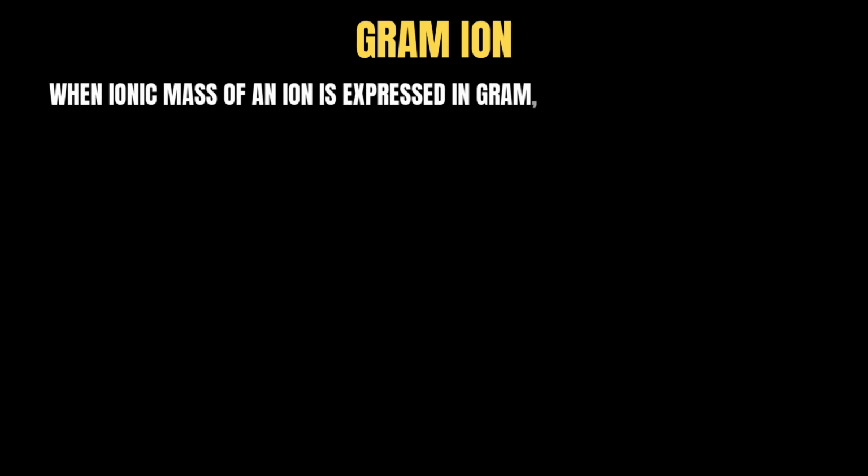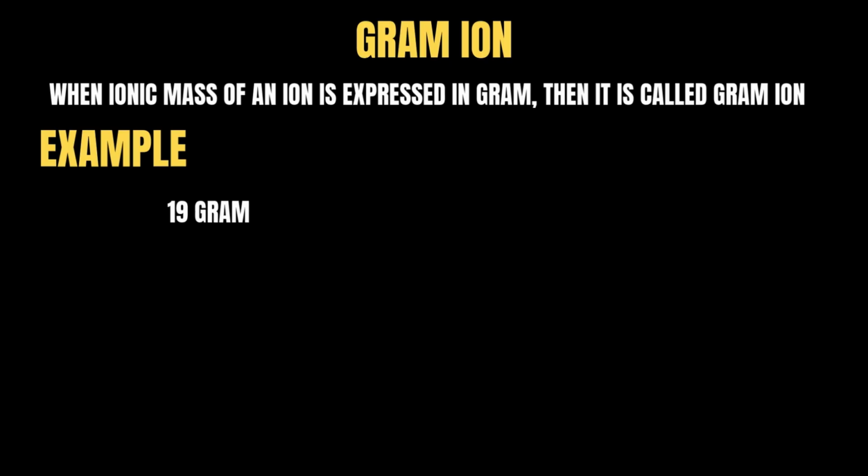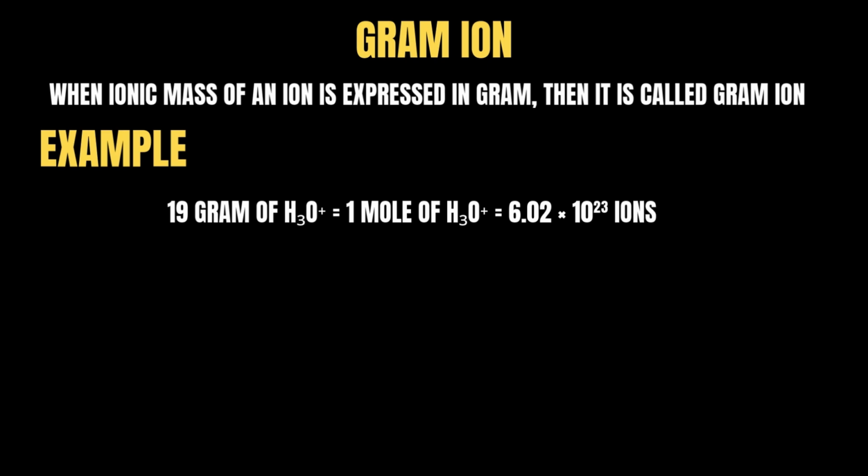Now, let us move to gram ion. First, we need to define it. When the ionic mass of an ion is expressed in grams, it will be called gram ion. Now, let's explain it with an example. 19 grams of H3O+ will be equal to 1 mole of H3O+, and it will be equal to 6.02 × 10^23 ions.